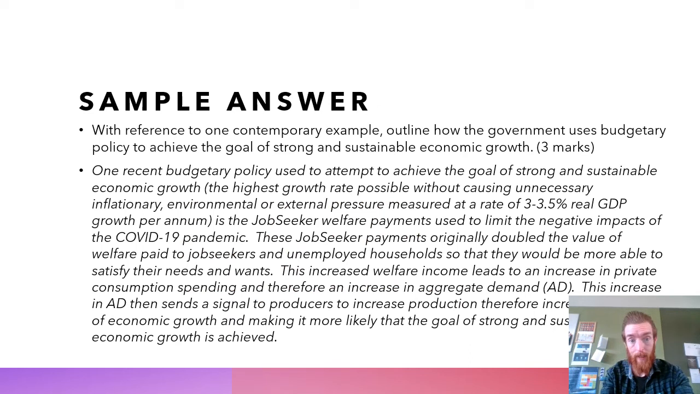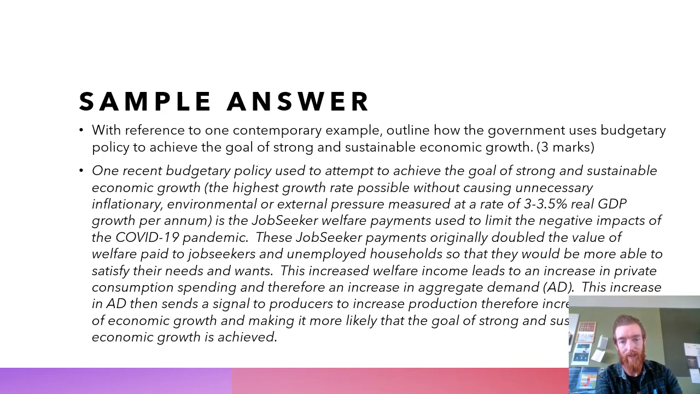So getting to our sample answer: one recent budgetary policy used to attempt to achieve the goal of strong and sustainable economic growth, which, to define it, I like to include my definition in brackets in the middle because I feel like it fits in a lot easier, it's the highest growth rate possible without causing unnecessary inflationary, environmental, or external pressure, measured at a rate of 3 to 3.5% GDP growth per annum. So you need to include that, otherwise you're probably going to lose a mark. Is the Jobseeker welfare payment.